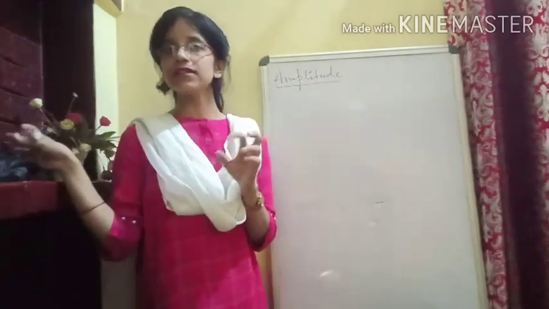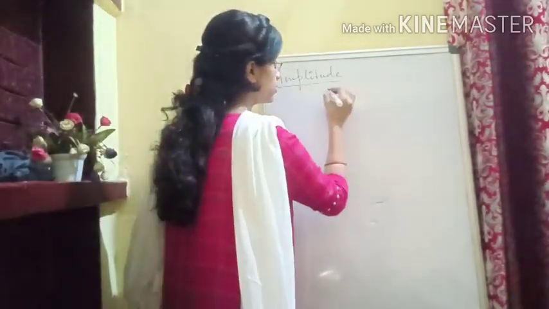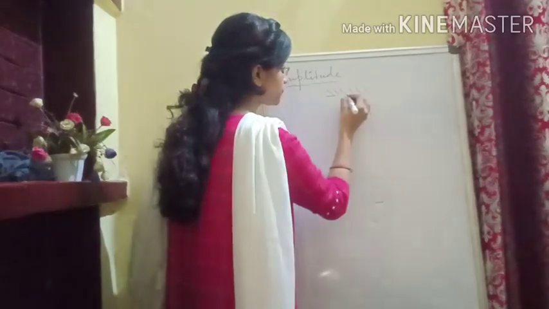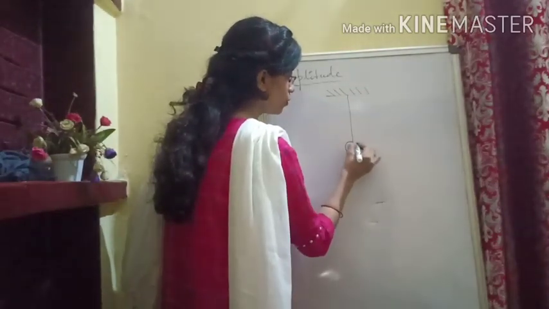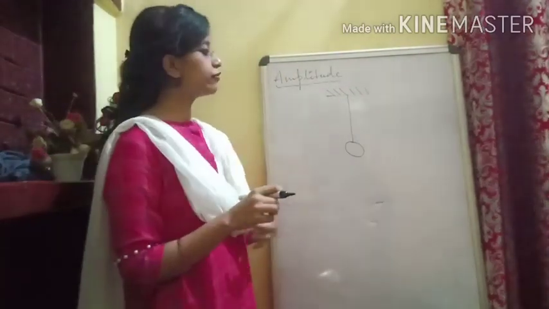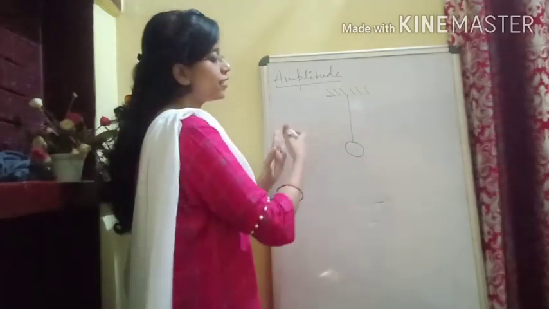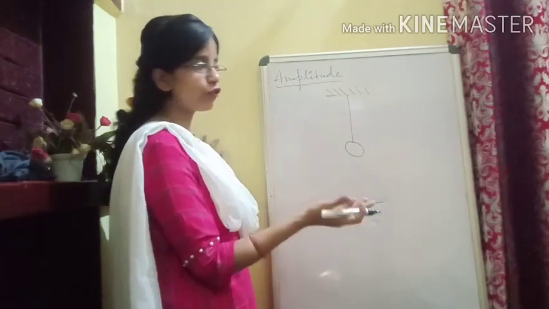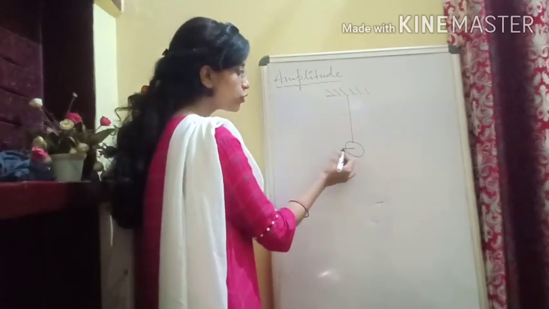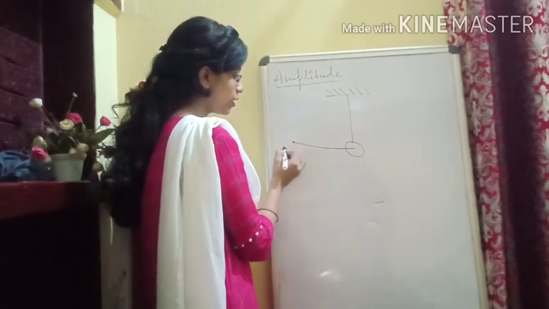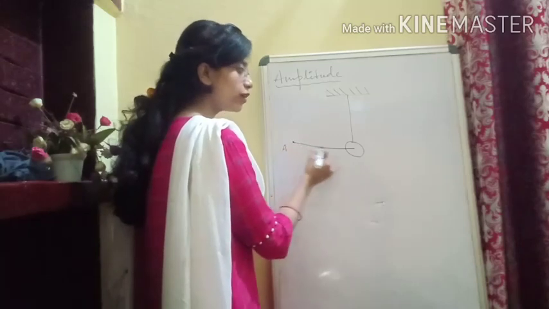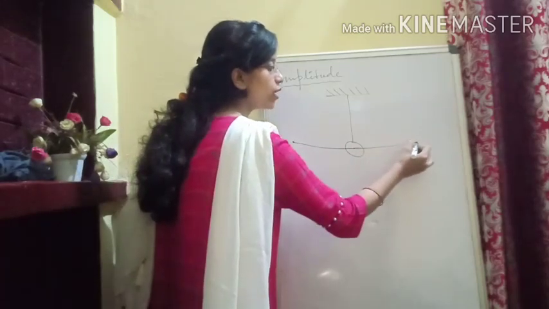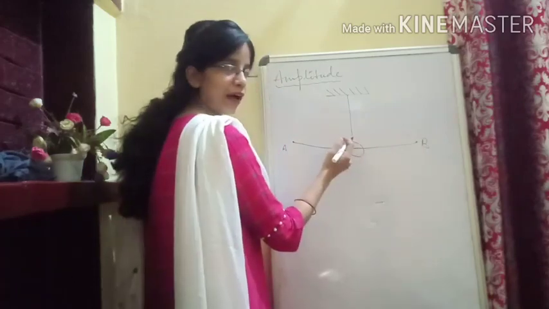Now what is amplitude? Let's take the simple pendulum again. If this is the simple pendulum, and of course we displace it, what will happen? It will start doing oscillations, or to and fro motion. It will come to this side, let's say it is coming to point A, then going back, then going to the other side B, and then coming back.